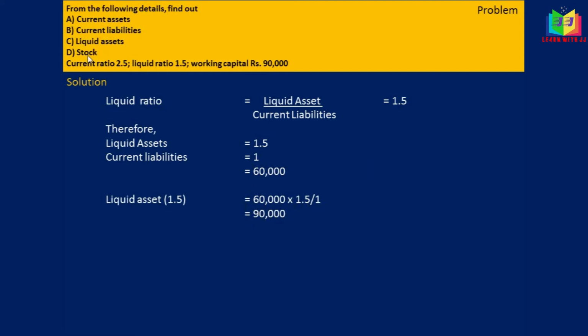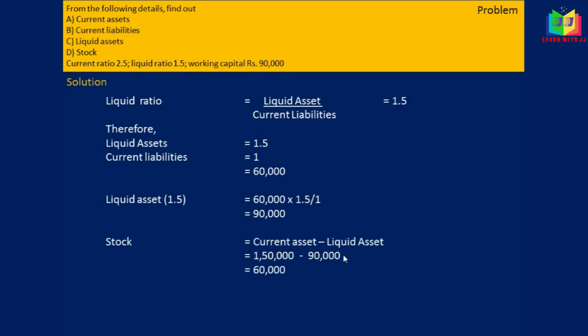Now we have to find the value of stock here. Stock is nothing but current assets minus liquid assets. We found the current assets, that is 1,50,000, and the liquid assets is 90,000. If we subtract, we get the value of stock, that is 60,000. So we found current assets, current liability, liquid assets and stock. I hope now you can do this kind of problem.